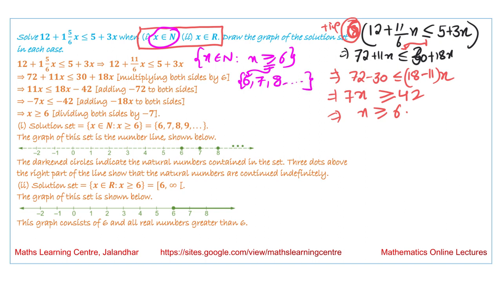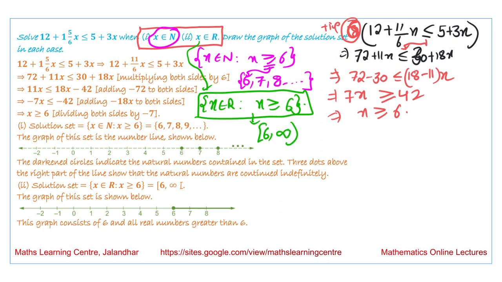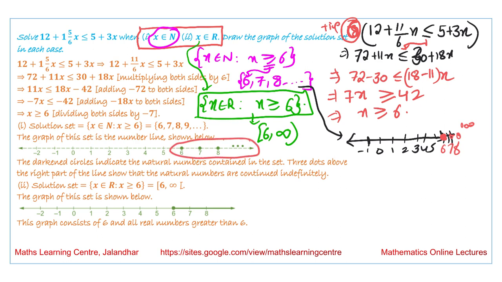In the second case, the replacement set is R. So we are saying x belongs to R and x is greater than or equal to 6. And we know from intervals that this represents the interval [6, infinity). Now if we have to represent these numbers on the number line, suppose this is minus 1, 0, 1, 2, 3, 4, 5, 6, 7, 8. We have numbers like this. So these are the numbers 6, 7, 8 and so on, represented over here on the number line.